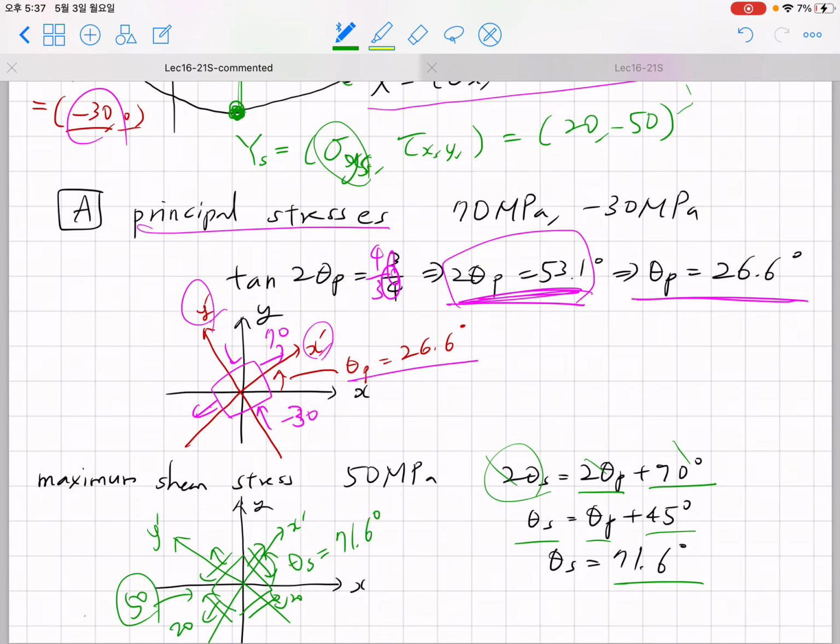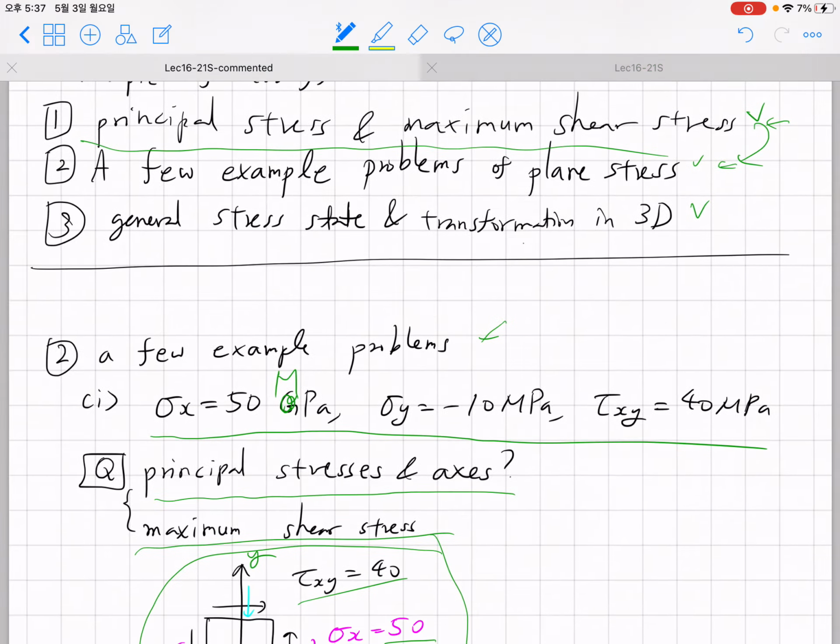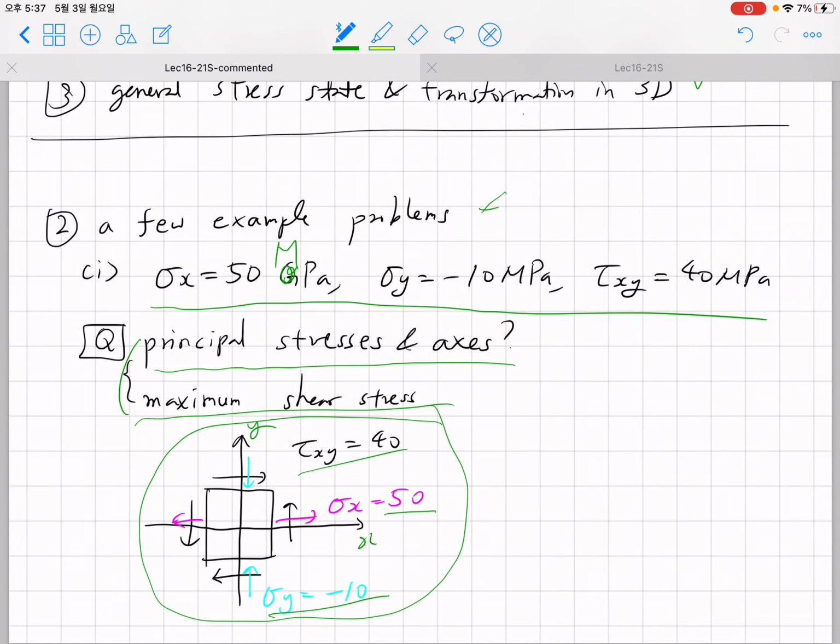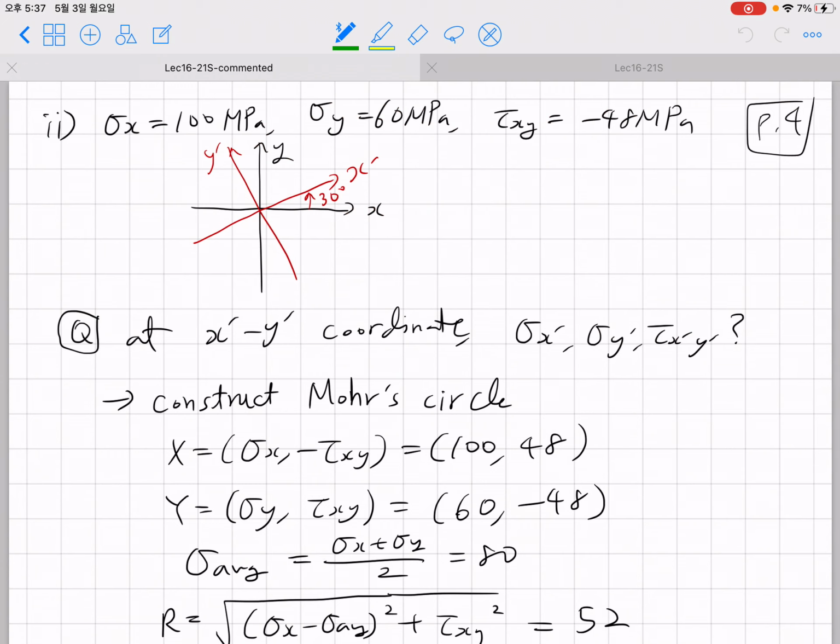Okay, so you can answer the problem 1 in this way when this problem asks principal stress and axis and maximum shear stress. The other kind of problem is, instead of asking principal stress and maximum shear stress, the problem asks you the reading in new coordinate system after telling you the rotation angle first. Okay, so this problem asks you in this way.